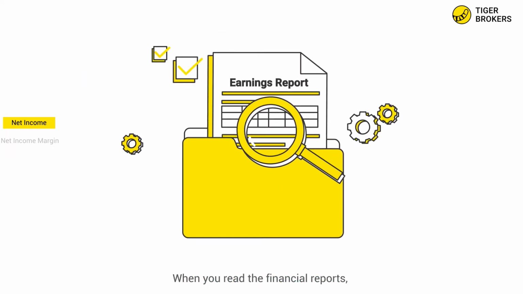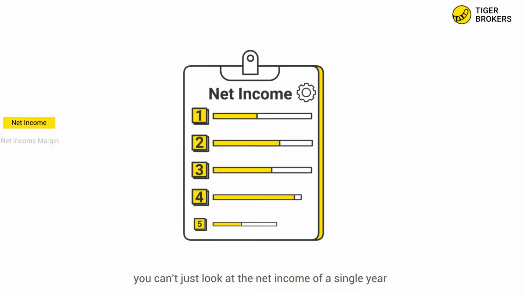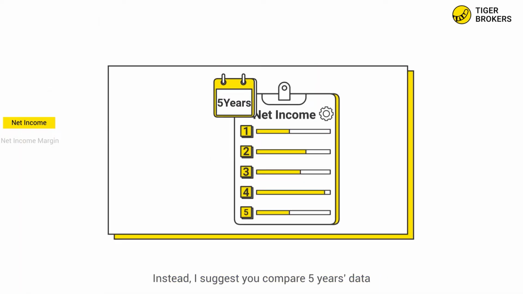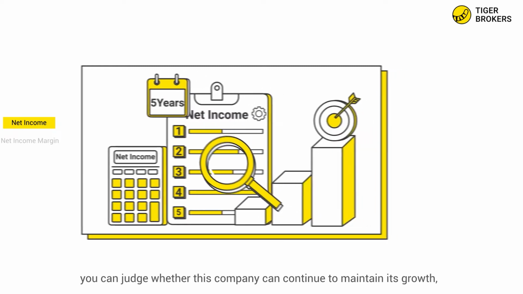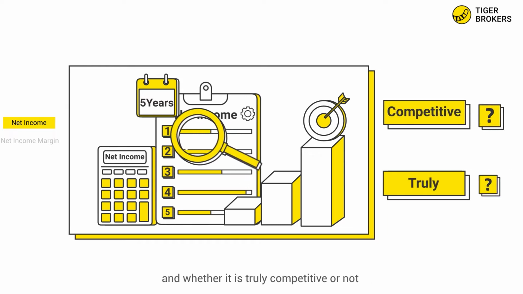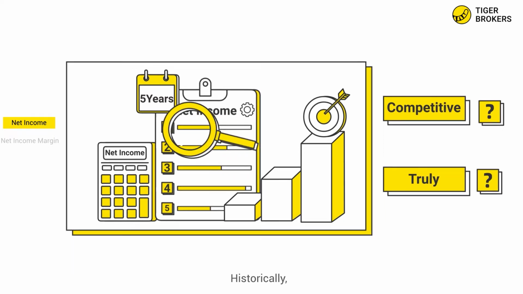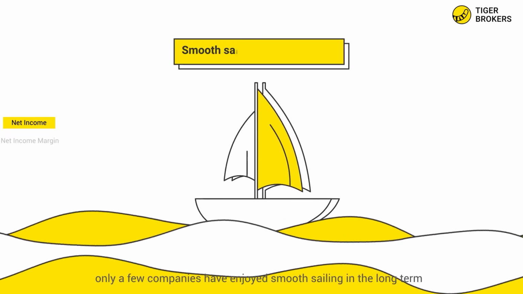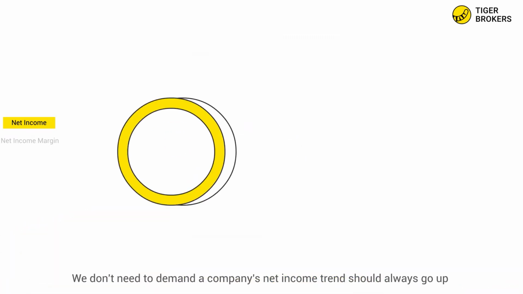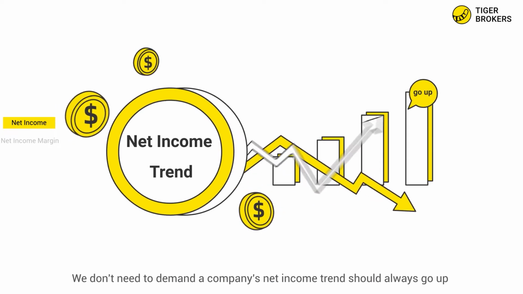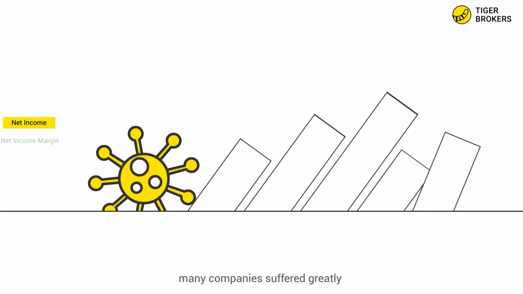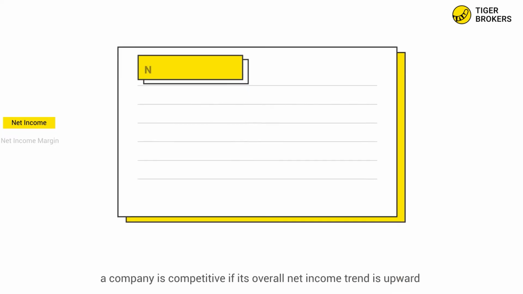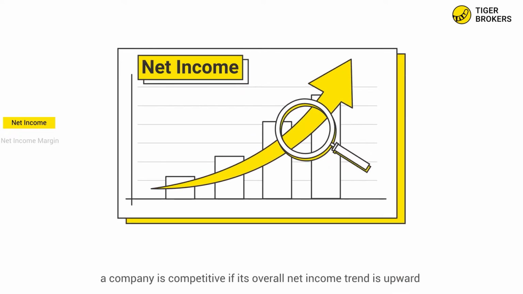When you read financial reports, you can't just look at the net income of a single year. Instead, I suggest you compare 5 years' data. By observing the net income over 5 years, you can judge whether this company can continue to maintain its growth and whether it is truly competitive or not. Historically, only a few companies have enjoyed smooth sailing in the long term. We don't need to demand a company's net income trend should always go up. For example, when the pandemic broke out, many companies suffered greatly. After excluding these macro factors, a company is competitive if its overall net income trend is upward.